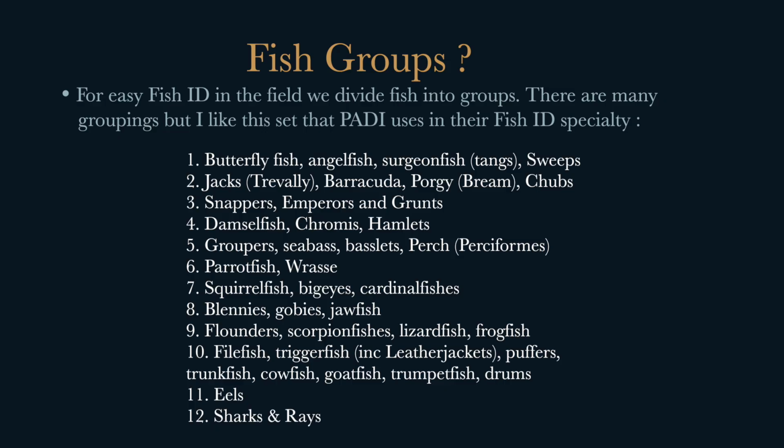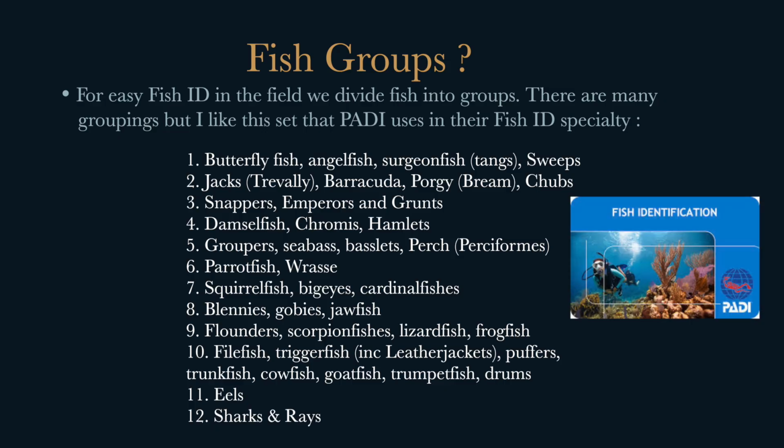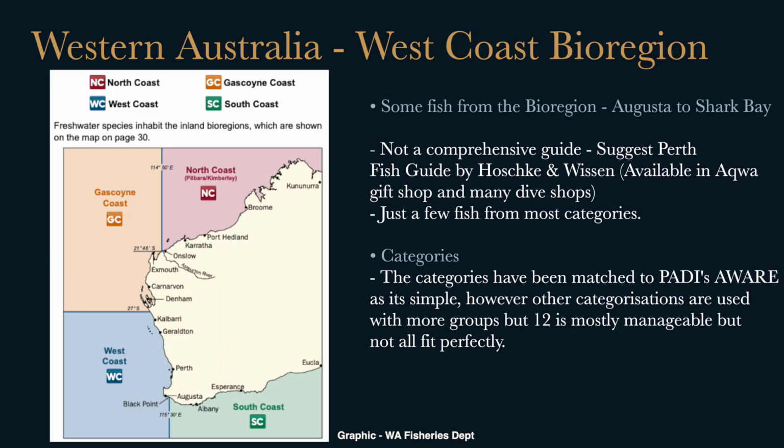This grouping of 12 is based on PADI's, and has been chosen as it overlaps well with their PADI AWARE Fish ID specialty course. Western Australia is split into 4 bioregions according to the Department of Fisheries marine biologists. There's a lot of overlap between them, such as when tropic fishes come down to Perth in the summer with the tropical Leeuwin current. But generally it works well as a model.